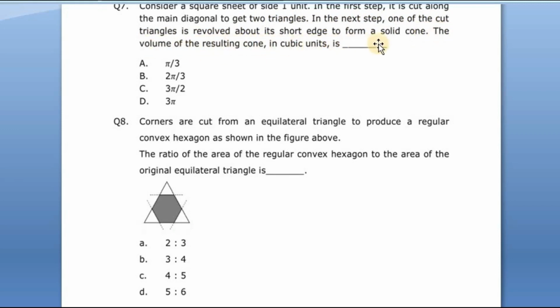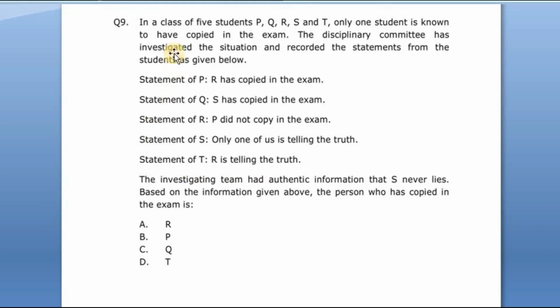Question 8. Corners are cut from an equilateral triangle to produce a regular convex hexagon as shown in the figure. The ratio of the area of the regular convex hexagon to the area of the original equilateral triangle is. Ninth question. In a class of 5 students, P, Q, R, S and T, only one student is known to have copied in the exam.